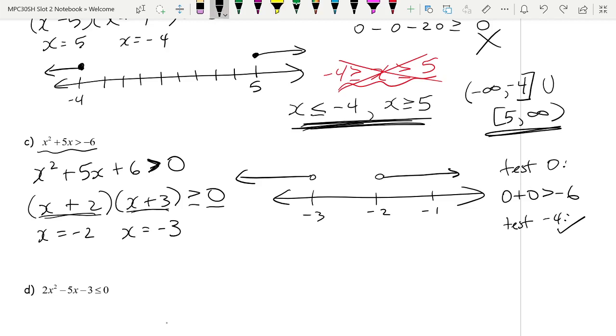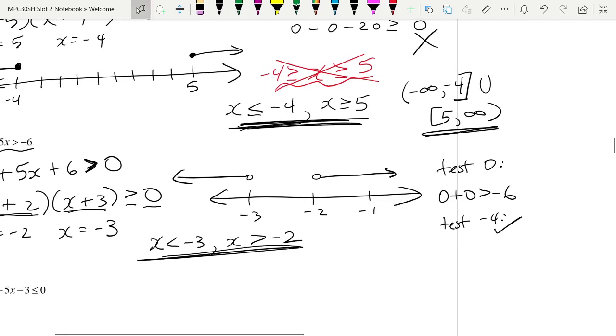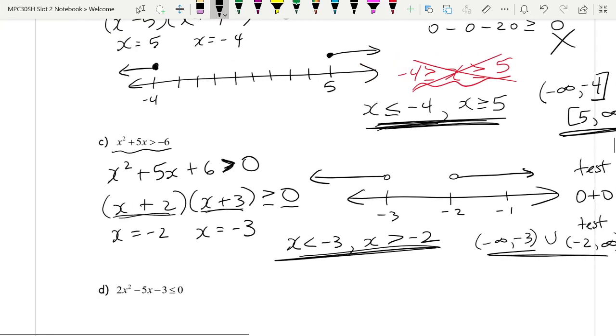Now what is it? There's the diagram of it. What is it in symbols? I would say x is less than -3 and x is greater than -2. That's the way I'd like the answer, but if you prefer interval notation, you'd say you go from negative infinity to negative 3 together with negative 2 to infinity. Both good.